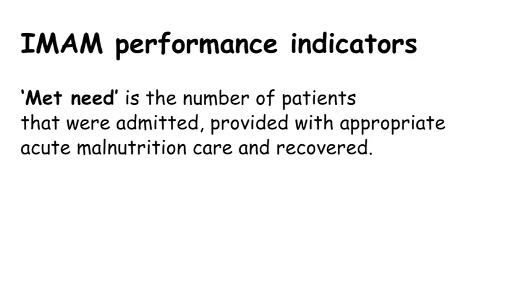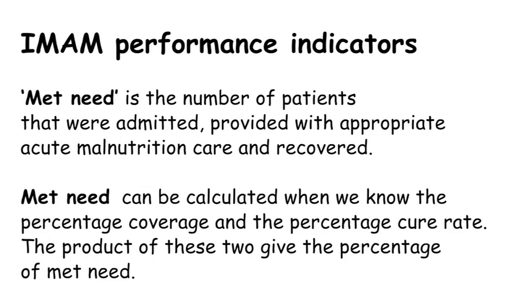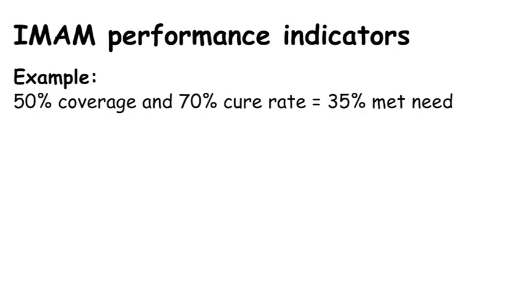So the met need now, that is the number of patients that we admitted, provided with appropriate acute malnutrition care and recovered, can be calculated when we know the percentage coverage and the percentage cure rate. The product of these two gives the percentage of our met need. For example, a 50% coverage and 70% cure rate is equal. This means that 35% of the needs are being met.